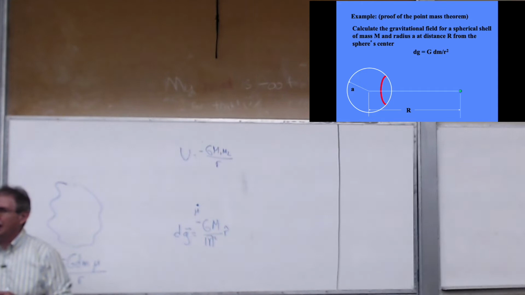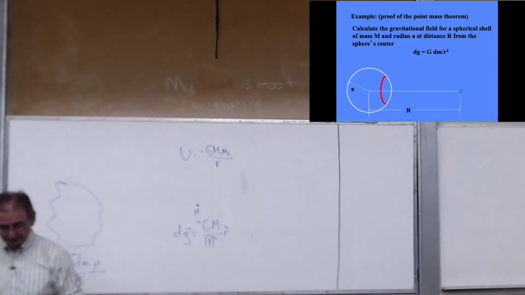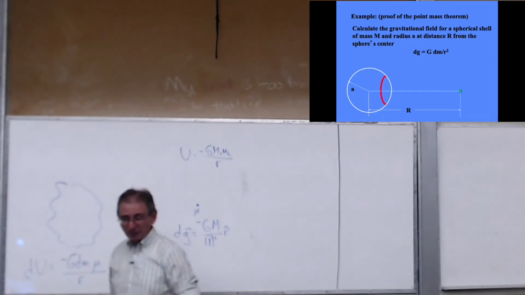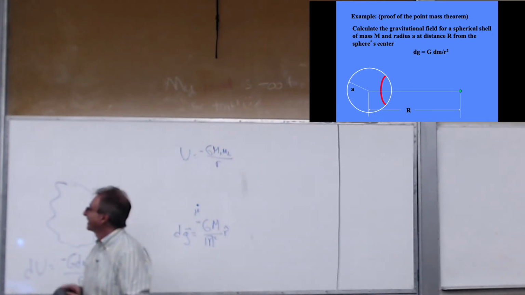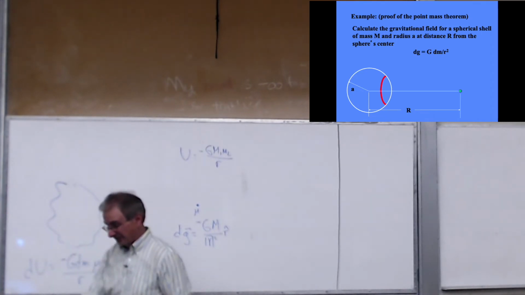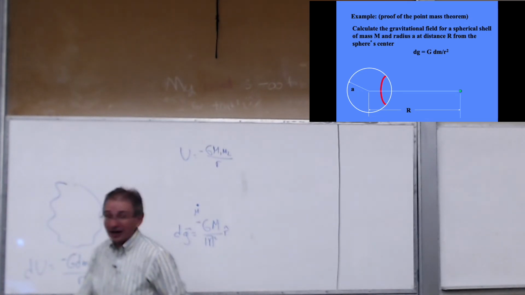Can you see that okay in the back? Okay. One of my projects at the end of the semester is to change colors. What's the red line again? I'm going to get to that.